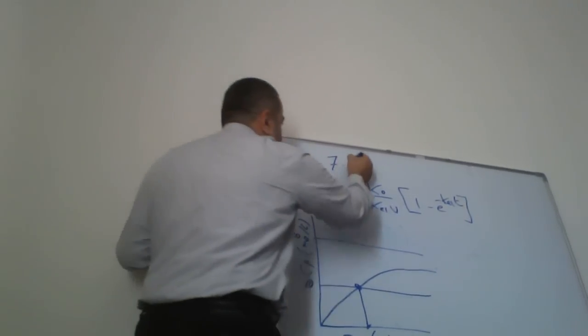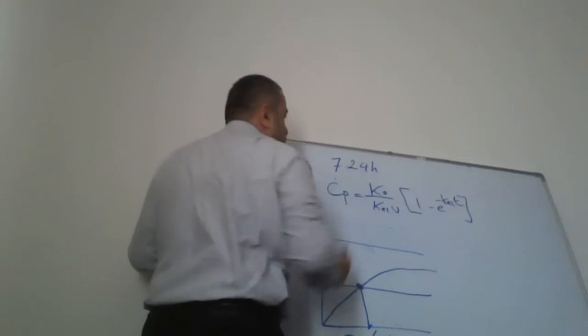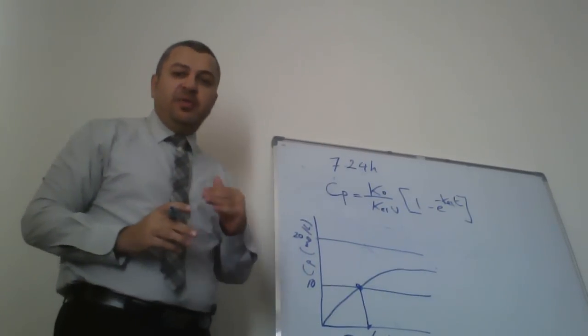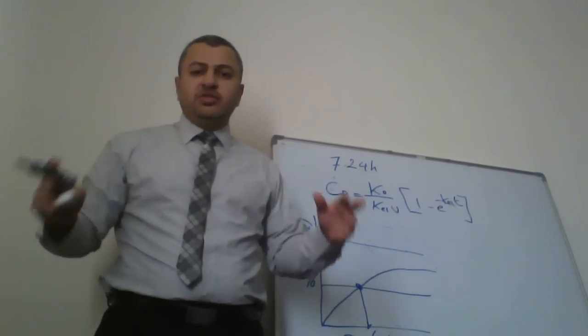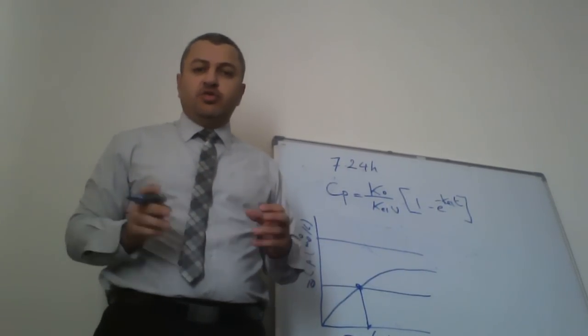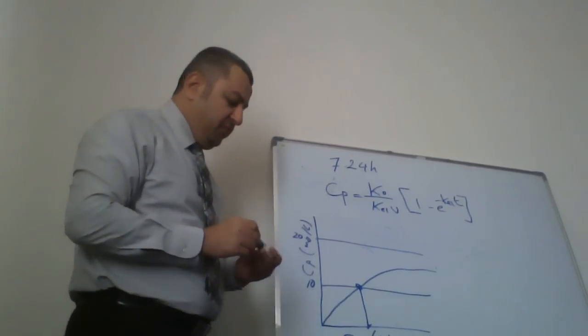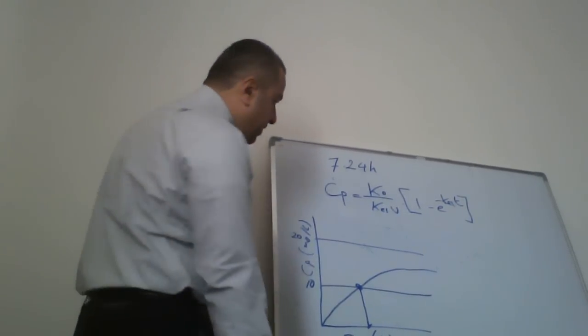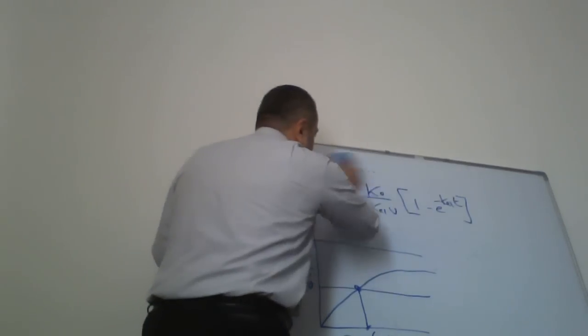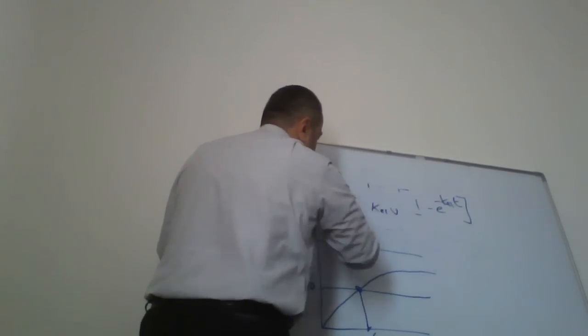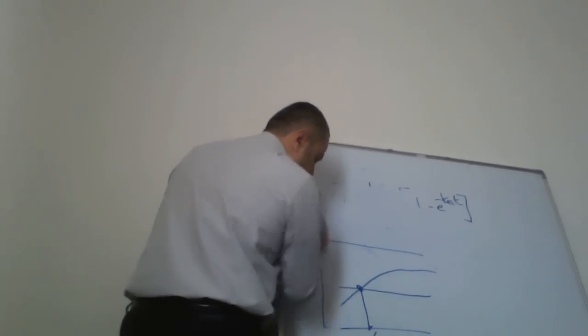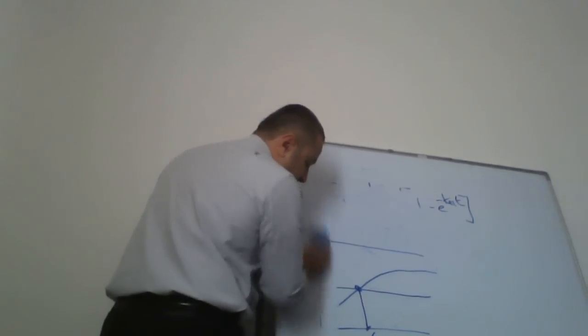7.24 hours to reach the minimum effective concentration. That is too much. That's a lot of time. Imagine someone in the bed, and before the drug starts giving the effect, I need more than 7 hours to get to that minimum level.